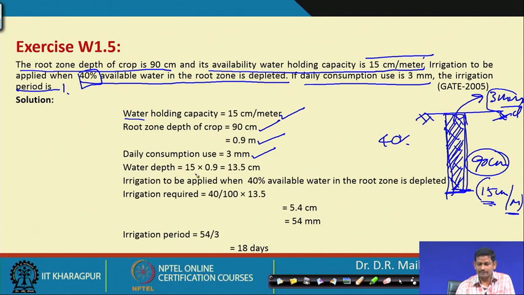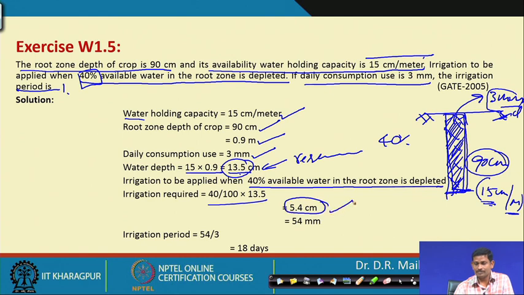So, water depth is 15 into the total root zone depth, 0.9 meter. So, 13.5 centimeter of water is available throughout the root zone depth of 90 centimeter. This is your reservoir water. And irrigation is applied when 40% of the available water in the root zone is depleted. So, take 40% of this and you get 5.4 centimeter. If 5.4 centimeter is depleted at the rate of 3 mm, how long is it going to take?